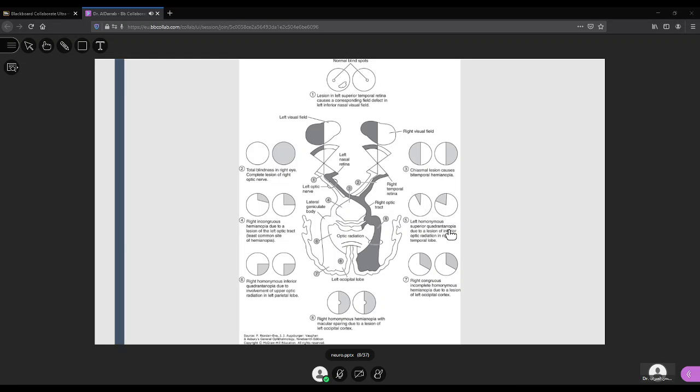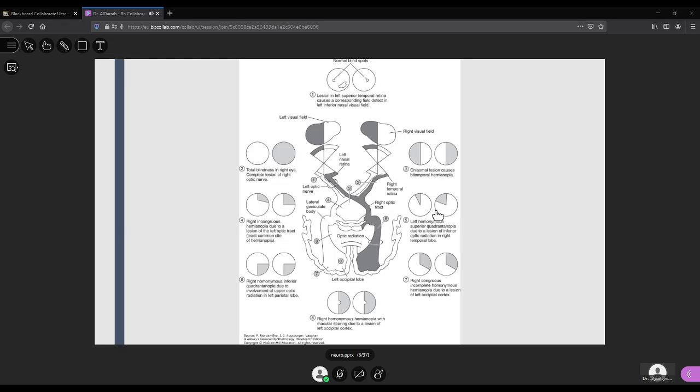optic radiation. Left homonymous superior quadrantopia. The tract, radiation, and cortex are almost the same; what differs is the congruity, plus other symptoms or signs. So left homonymous superior quadrantopia is due to a lesion of the inferior optic radiation in the right temporal lobe.